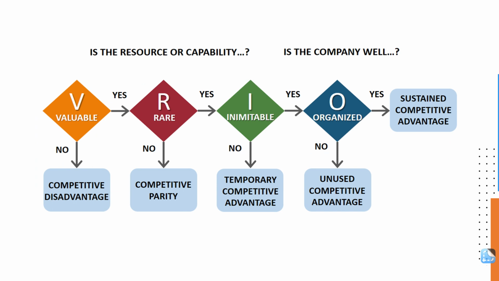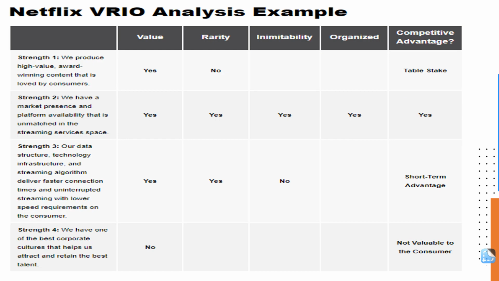So the main concept of the VRIO analysis is to maintain a sustained competitive advantage over others in the industry, right? Based on this flowchart, we are going to develop an example using the strengths of Netflix. Let me take two strengths here. Strength 2: we have a market presence and platform availability that is unmatched in the streaming service space. Netflix revolutionized the entertainment industry by providing the streaming service, right?